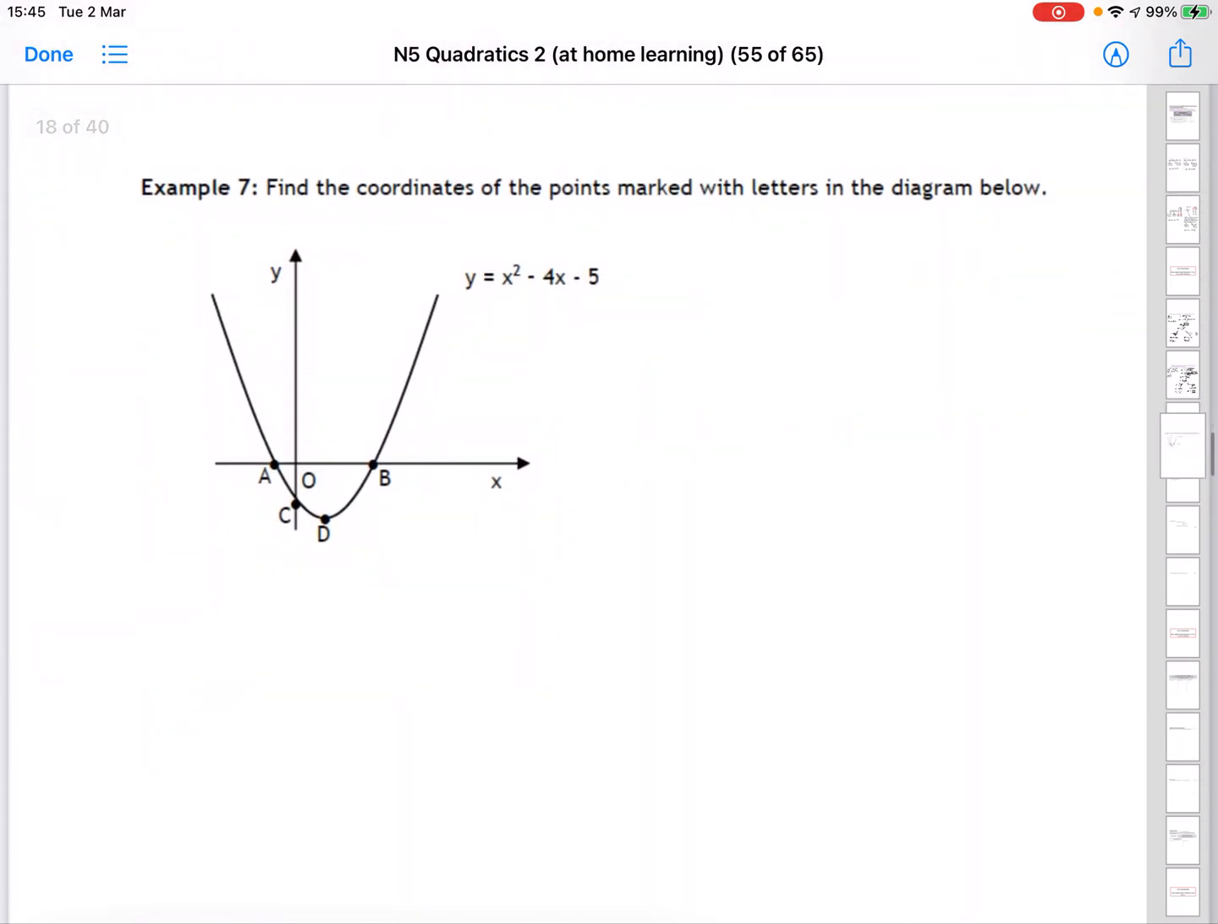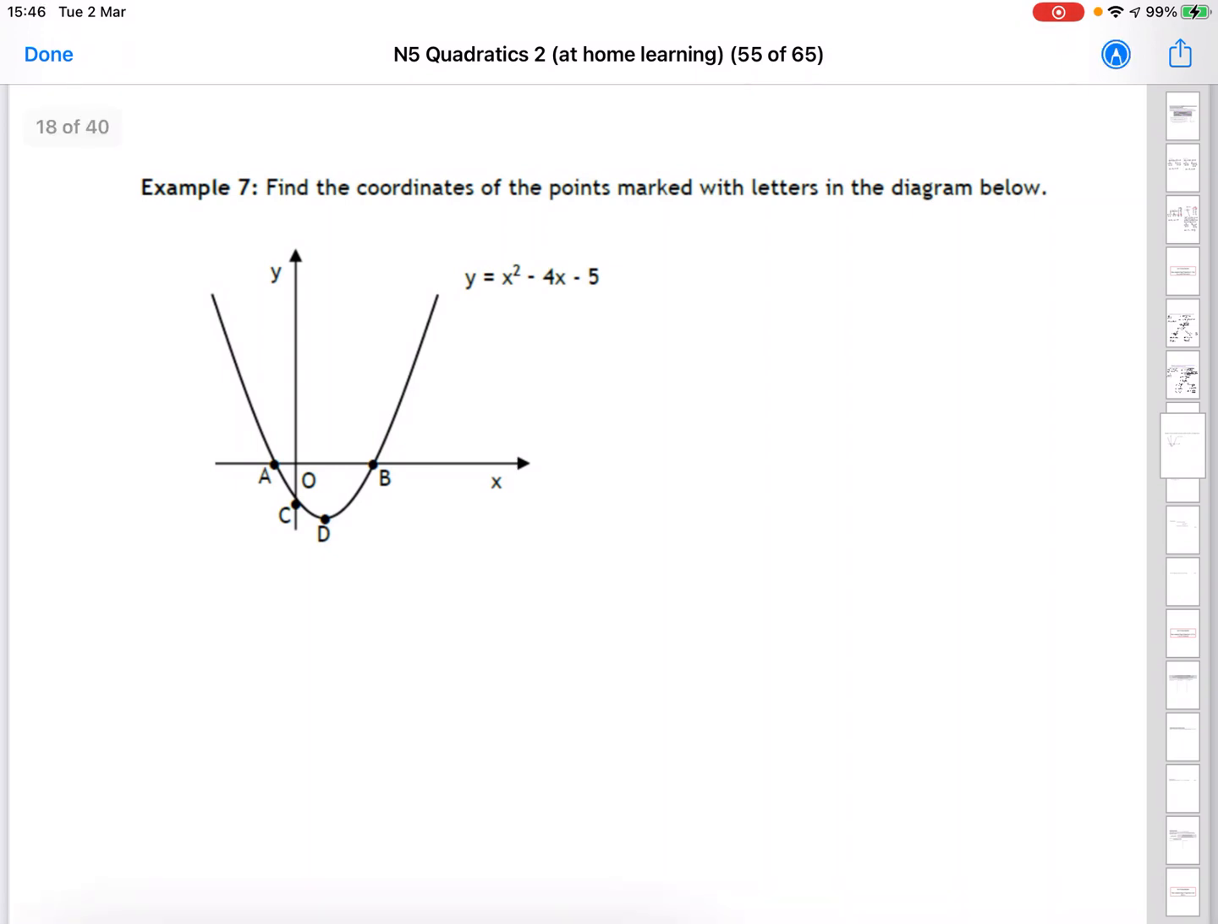There's one more example in your notes here, which is the type of question that we would maybe use these skills for. So example 7, we have find the coordinates of the points marked with the letters in the diagram below. So we have our equation y equals x squared minus 4x minus 5, and we have A, B, C and D as coordinates. So we're being asked to decide what those points are. So really this is the same as what you were just doing in the last two examples, but the diagram has been sketched out for you just without any numbers.